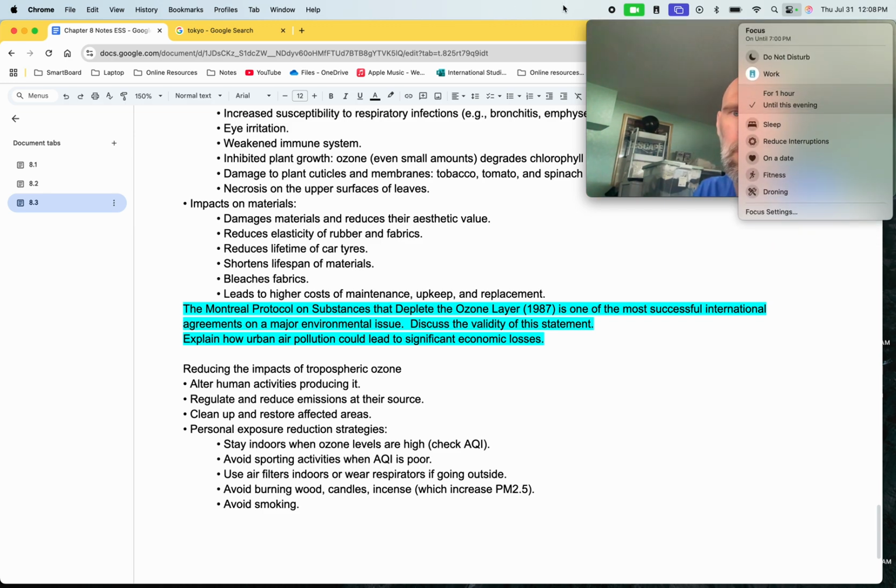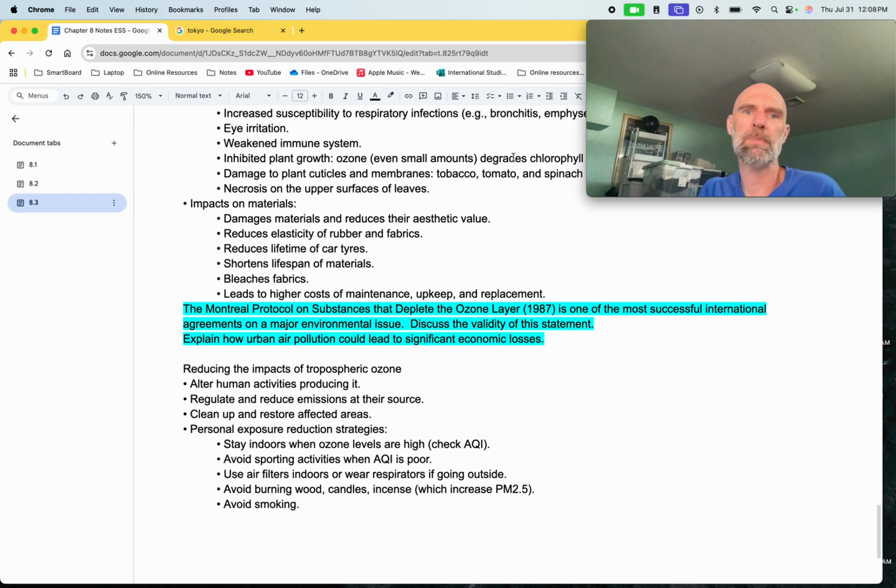All right. Damages materials and reduces their aesthetic value. It does. Remember how we looked up at those gargoyles by Notre Dame? Do you want to see nice, beautiful, well-sculpted gargoyles, or do you want to see ugly, melted wax rocks? You know? Reduces elasticity of rubber and fabrics.